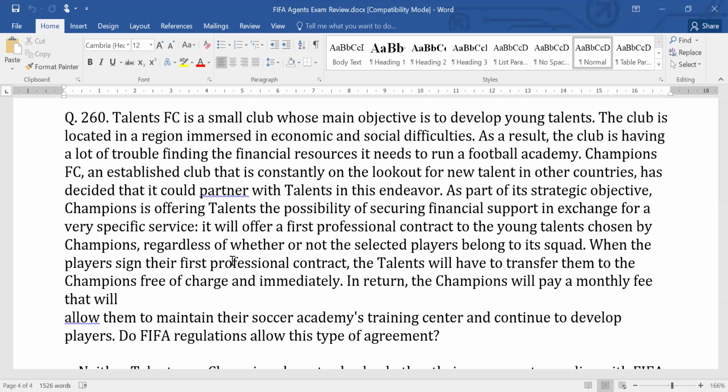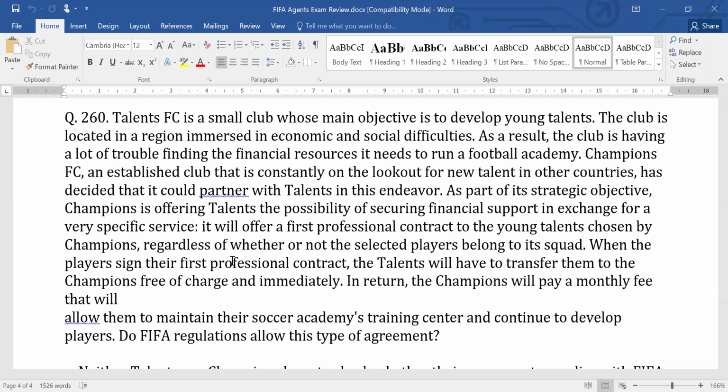Now, if you follow me very well in this story, what Champions is trying to do is to circumvent the rule of paying training compensation. So they want the player to first sign for a Category 4 club. Because they know that if they sign the player directly, there will be training compensation demanded from them. So they look for a lower club that requires some support. They say, okay, take this player, sign this player professionally. Then after you have signed the player, you now transfer them to us.